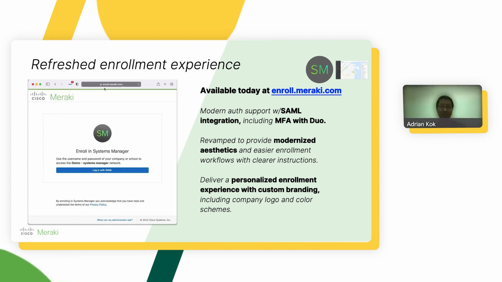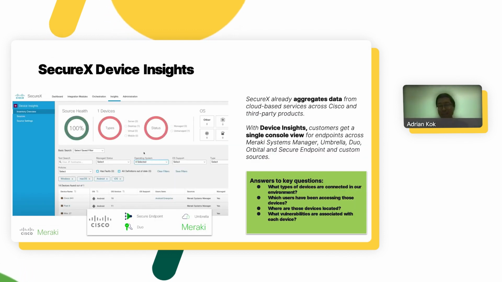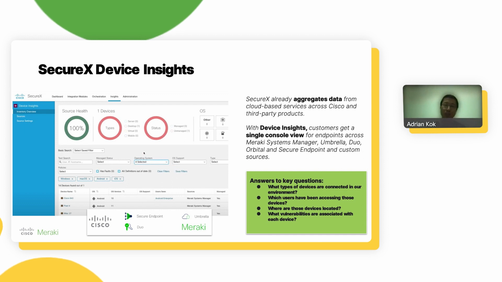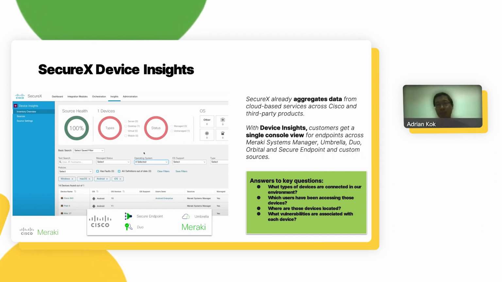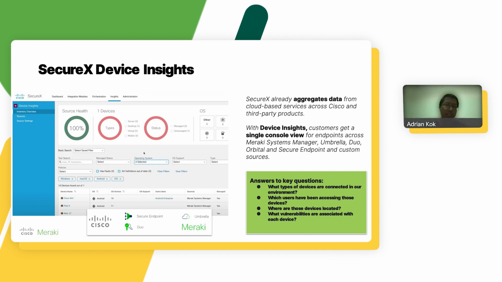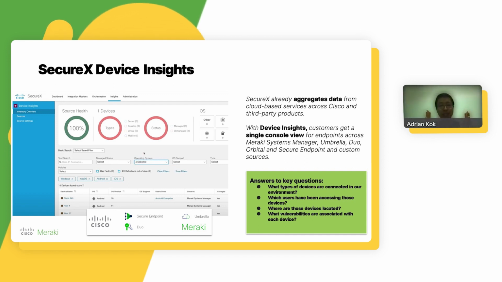Okay, next slide. And the most exciting update I have for you is actually something that just released a few weeks ago. Now, SecureX has been available for quite a while. Those of you who've used Cisco's other security products like Duo, Umbrella, Secure Endpoint will have already seen this. A couple of weeks ago, the Device Insights page was launched. The Device Insights page provides a single pane of glass that aggregates all the endpoint information from Umbrella, Duo, Orbital, Secure Endpoint, and other custom sources into a single dashboard.